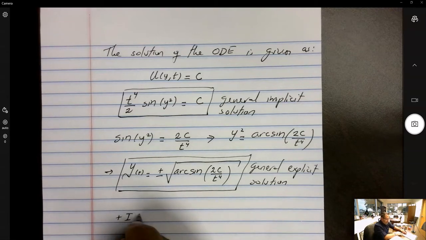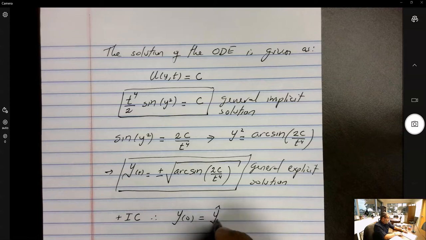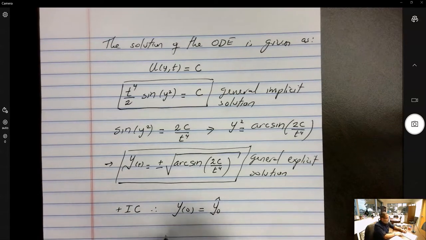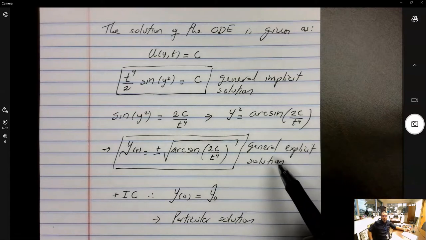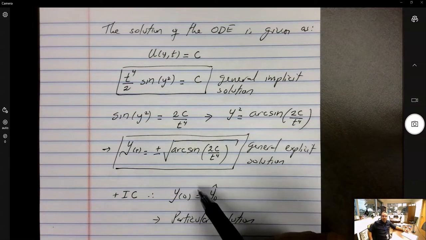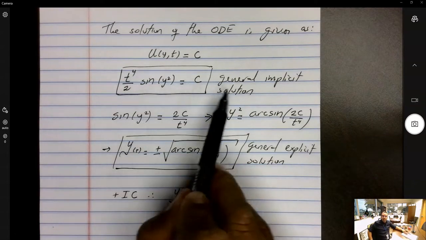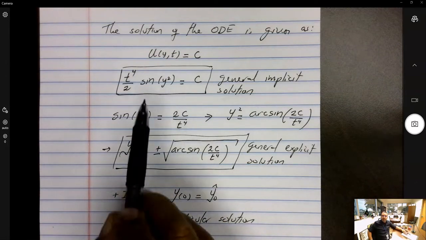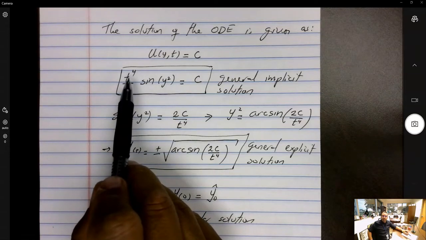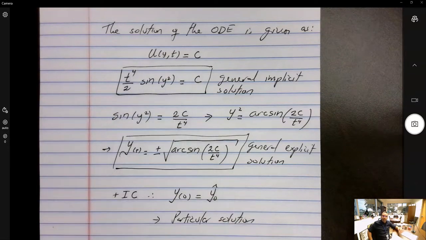If, for example, we're given an initial condition such that y of 0 is equal to some given y0, then we can find the particular solution. By the way, the particular solution can be found implicitly or explicitly. So if I'm given an initial condition, I can plug it in here, or I can plug it in here and still find the c. I can plug in whatever value of y I'm given and whatever value of t that's good for it, plug it in here and see what happens.